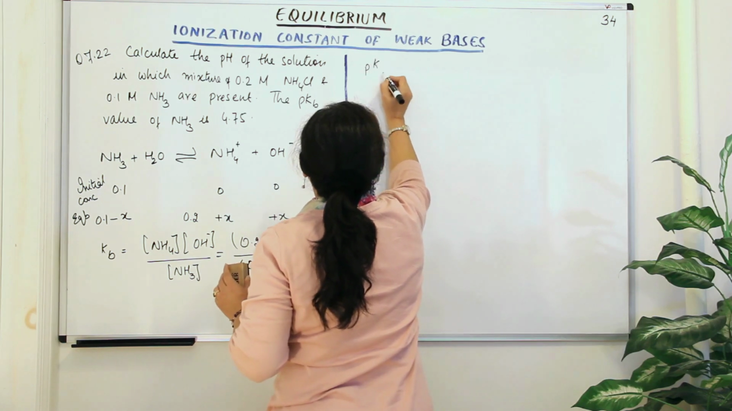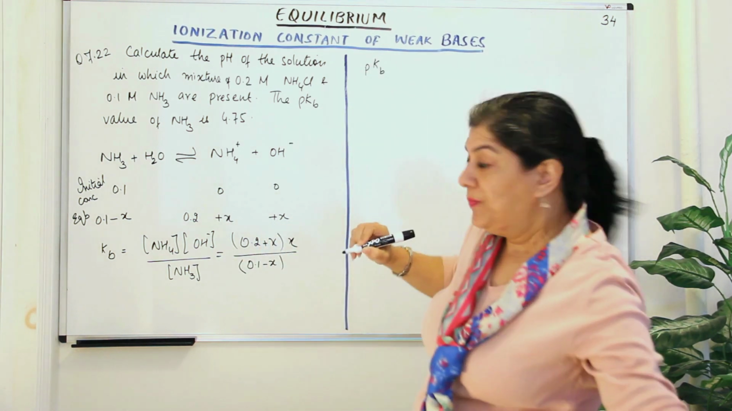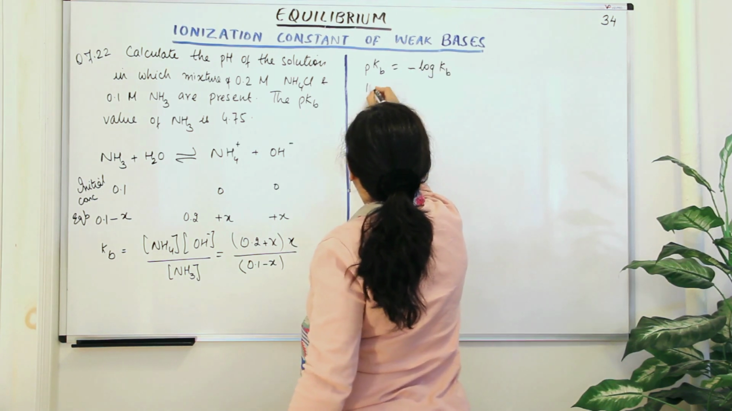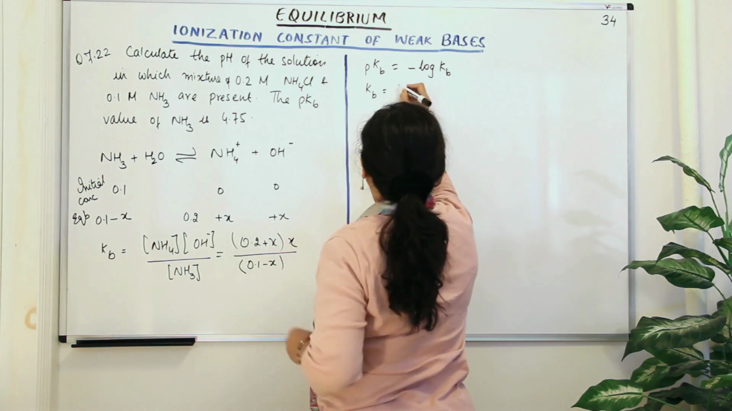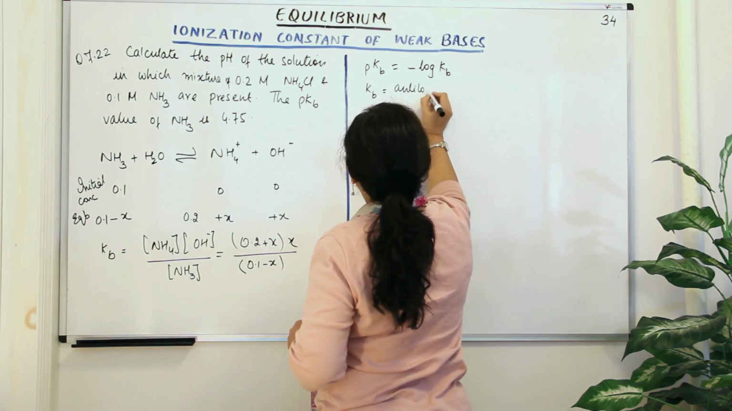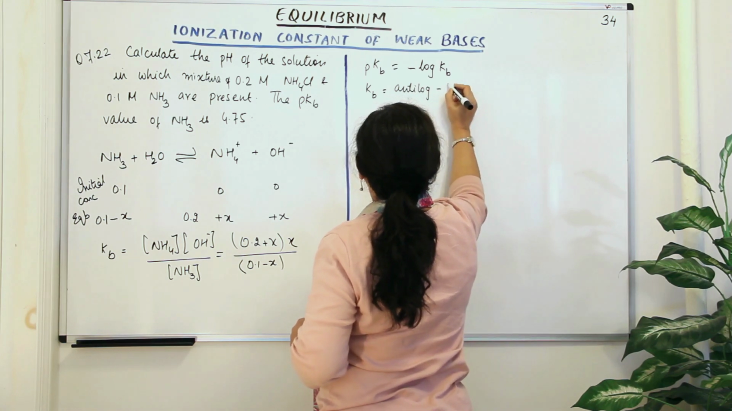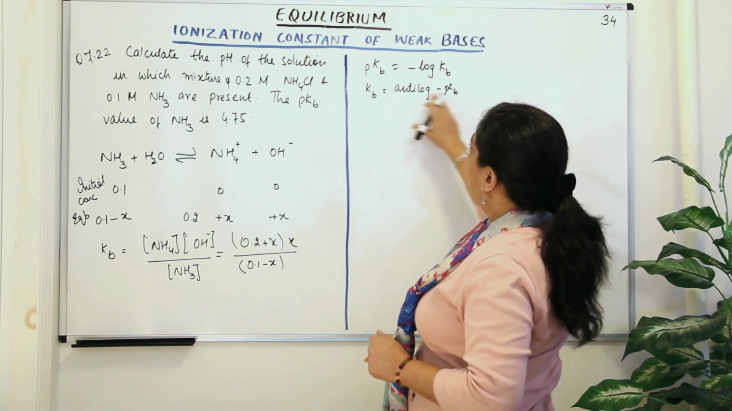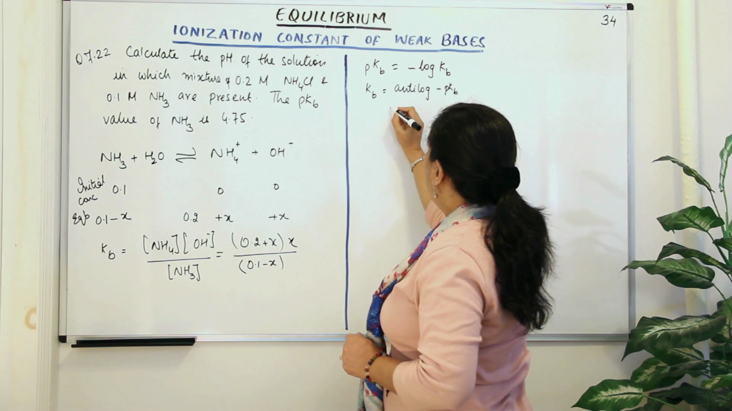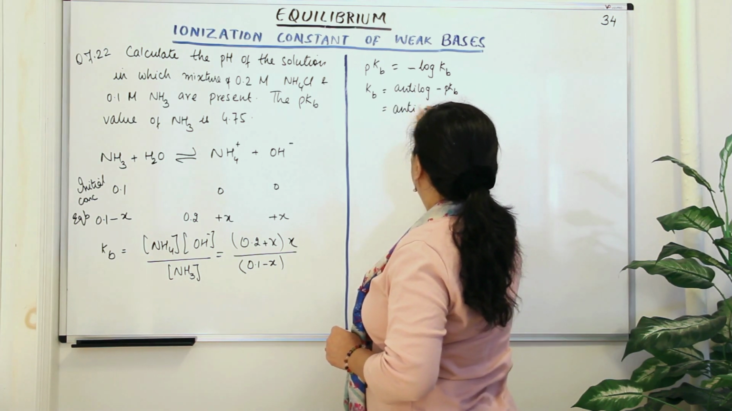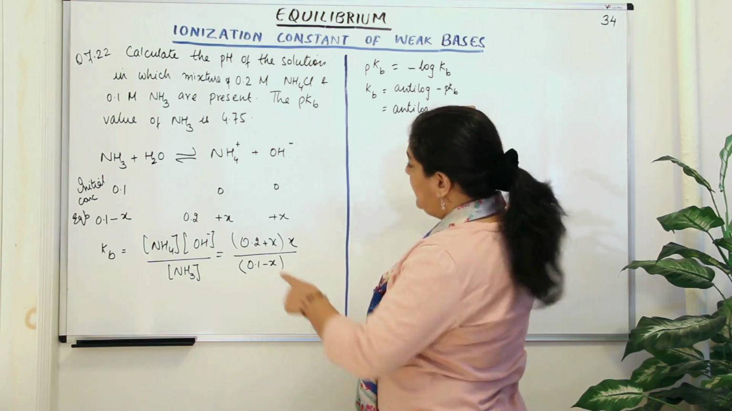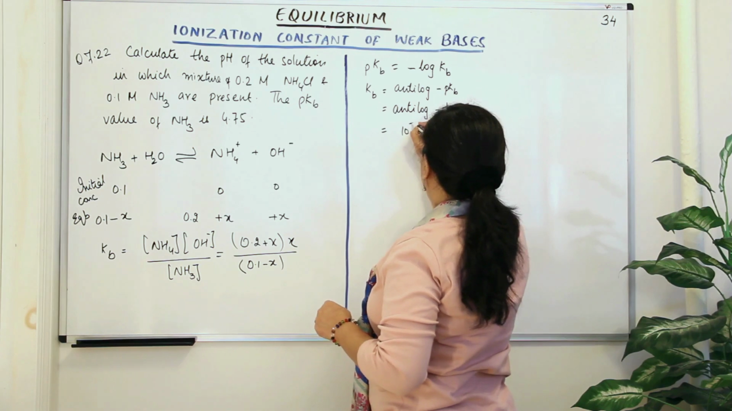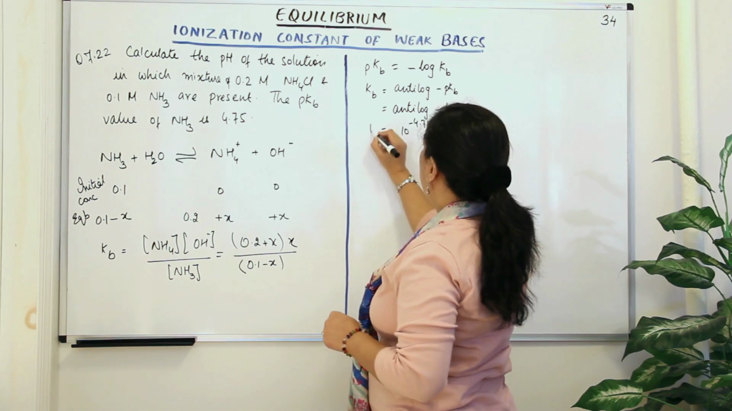P is small, K is capital and B is a subscript. pKb value is equal to the minus log of Kb. So what would Kb be? Kb would be the antilog of minus pKb, or you could say the minus antilog of pKb. So this would be equal to antilog of minus what value? 4.75, which means it is equal to 10 to the power minus 4.75 would be Kb.